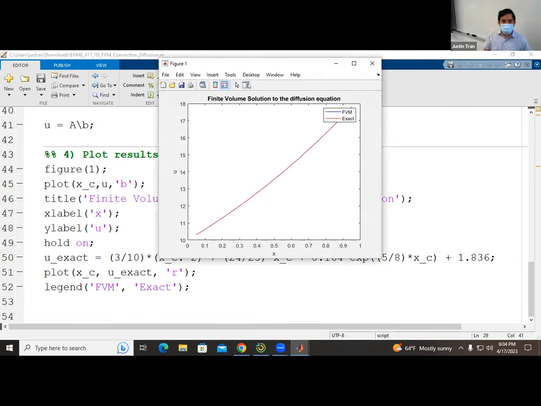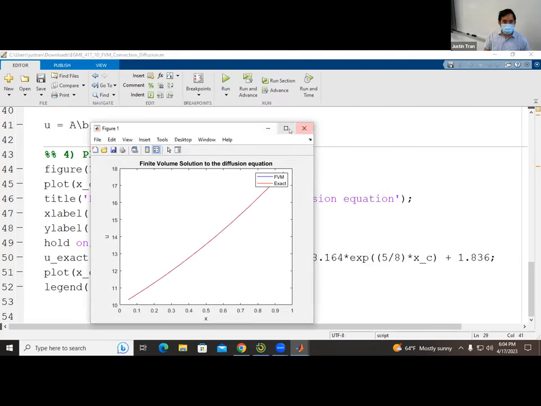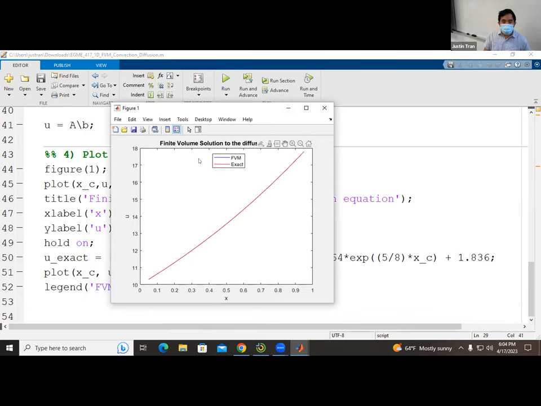You can see here, even with 10 cells, it's a little bit hard to see because they're right on top of each other, but we get a very close result. Our finite volume solution almost matches the exact solution pretty much exactly. The only place where you can see a little bit of difference is maybe around this area right here. It's a little bit hard to see. If I zoom in, you can kind of see it.